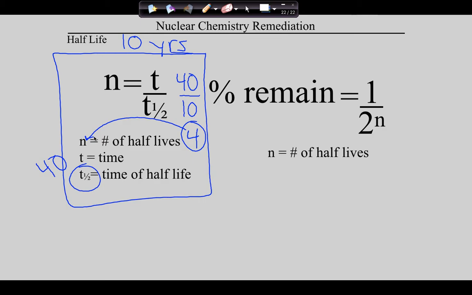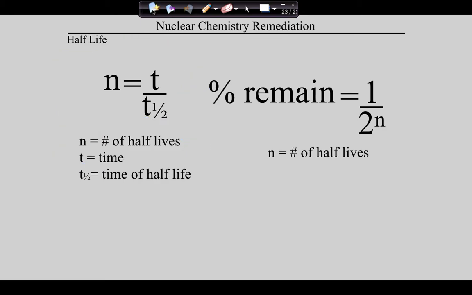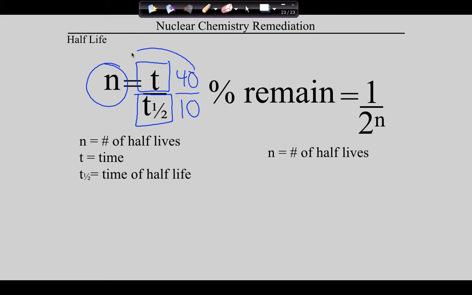So the idea is that if we want to calculate how many half-lives a substance has gone through, we need to know the time of a half-life, and then we need to know the time that it sits around. And so again, if we have a half-life of 10 years, and if it sits around for 40 years, that would be 4 half-lives.